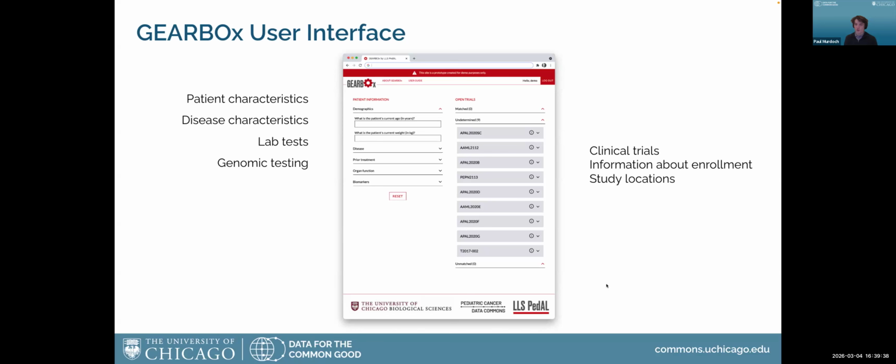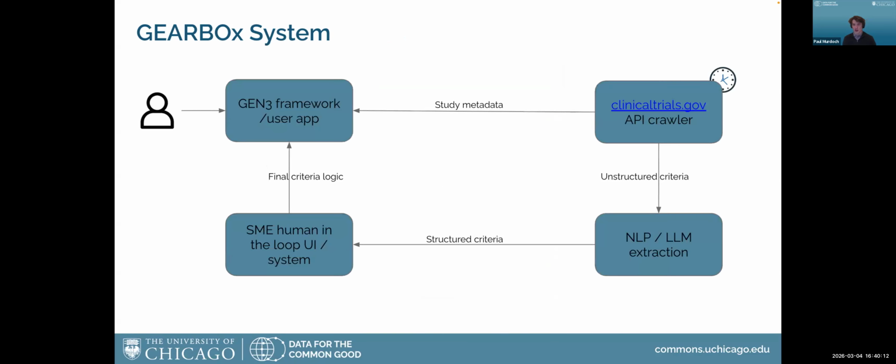So this is the web version of Gearbox. On the left side, you'll see that this is where the questions exist. And on the right side are the clinical trials that are currently in the system. Whenever a user inputs a patient's information on the left side, every time they answer a question, the backend updates and will let the user know which trials are matches, are not matches, or are still undetermined and require more information.